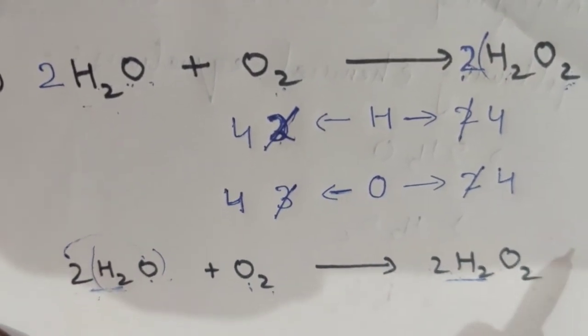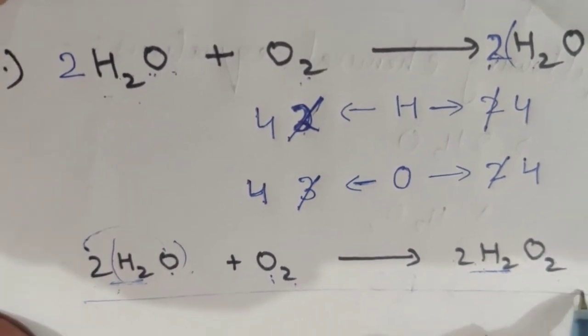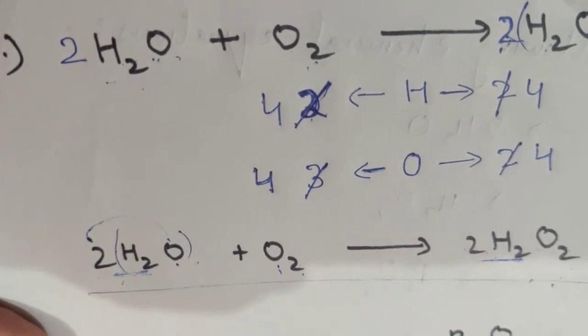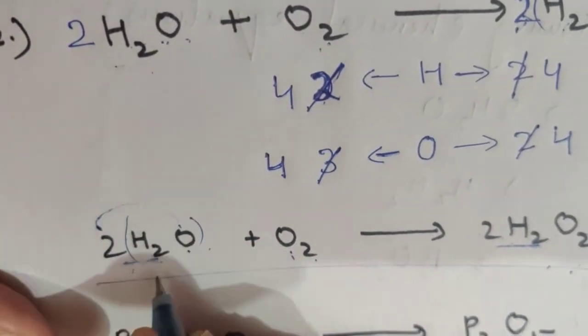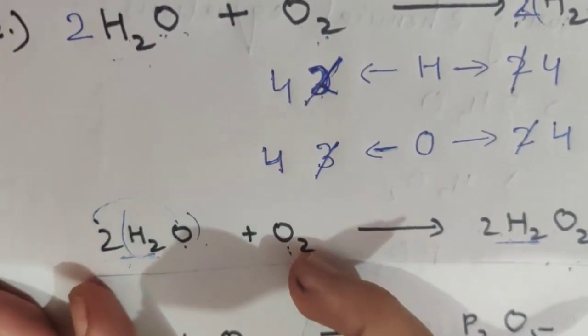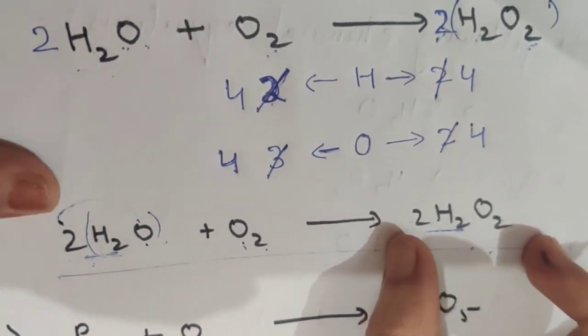So this is complete balanced chemical equation. This is in accordance to the law of conservation of mass. If you want you can check this also. You have to first add the mass of the reactant and then you have to compare it with the mass of the product.